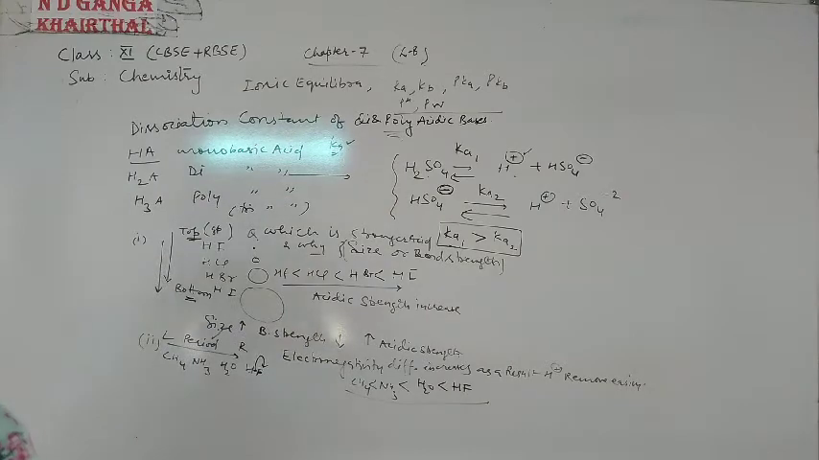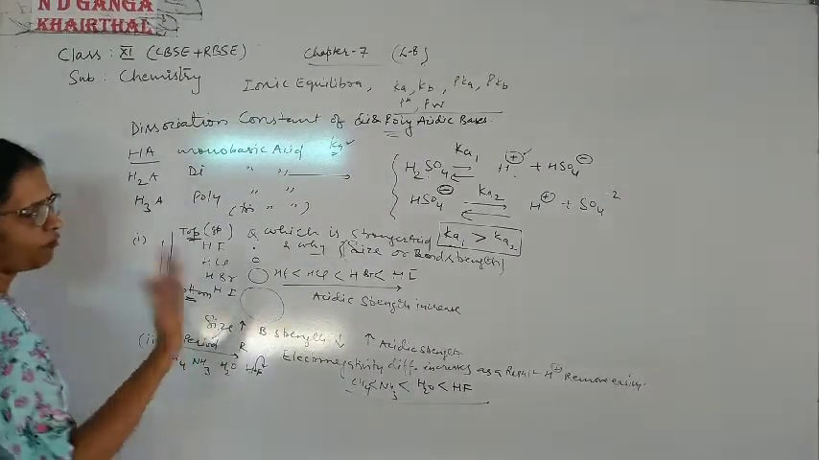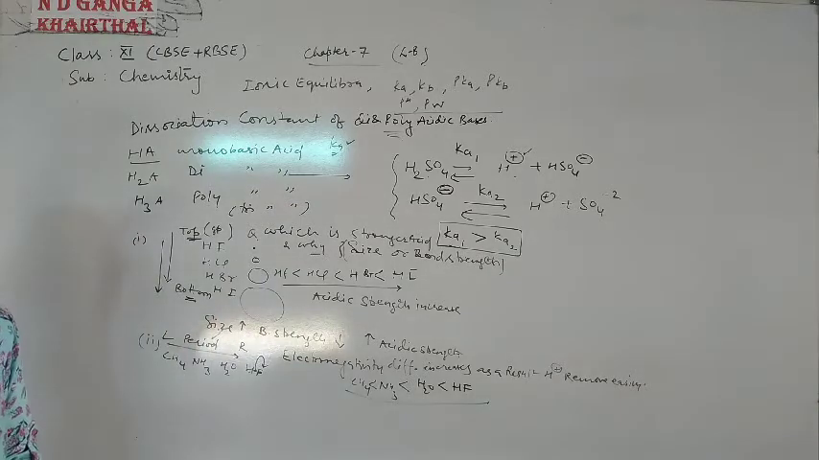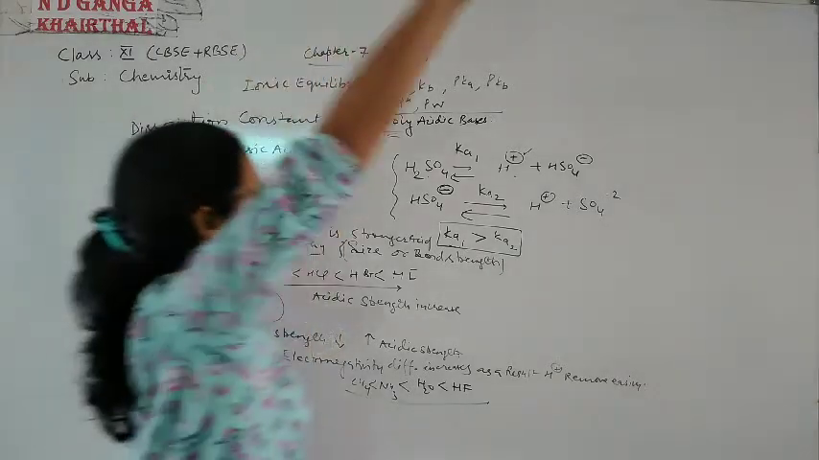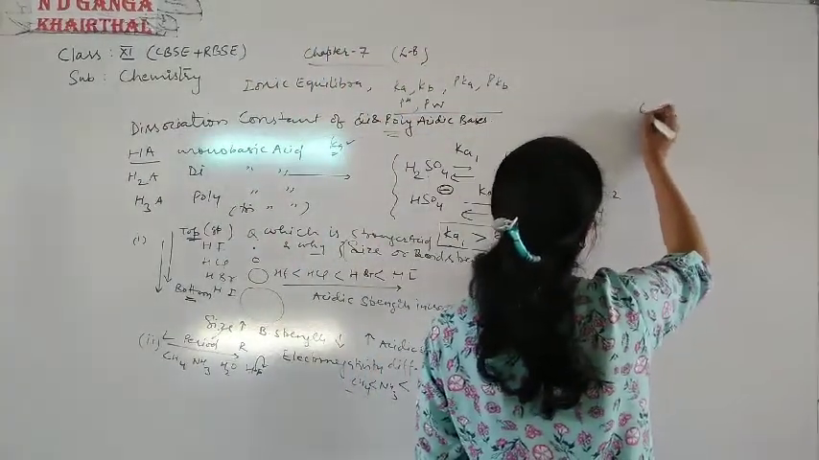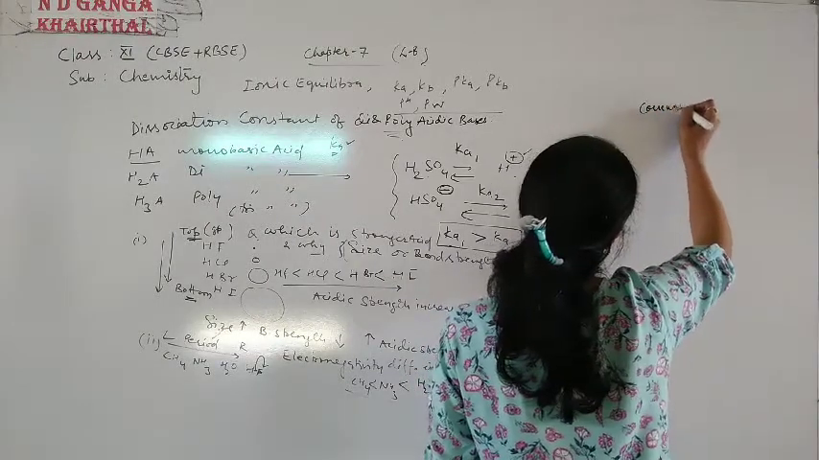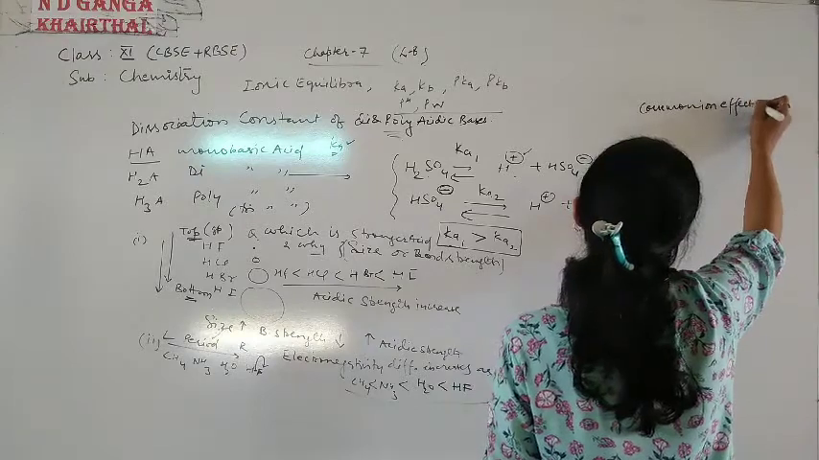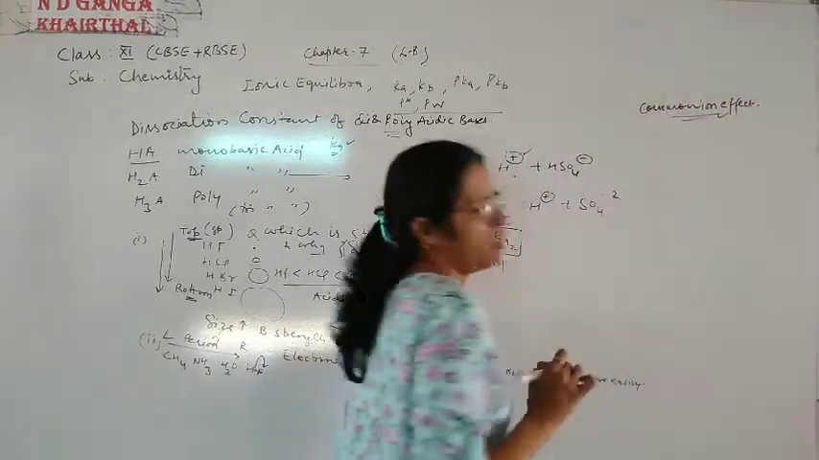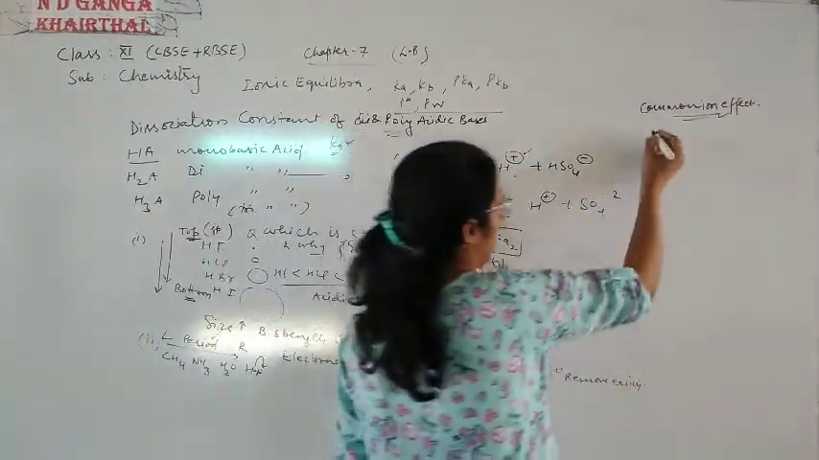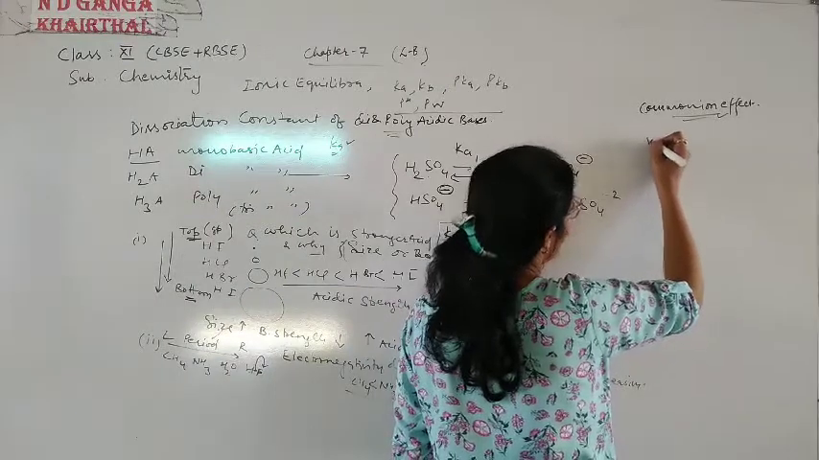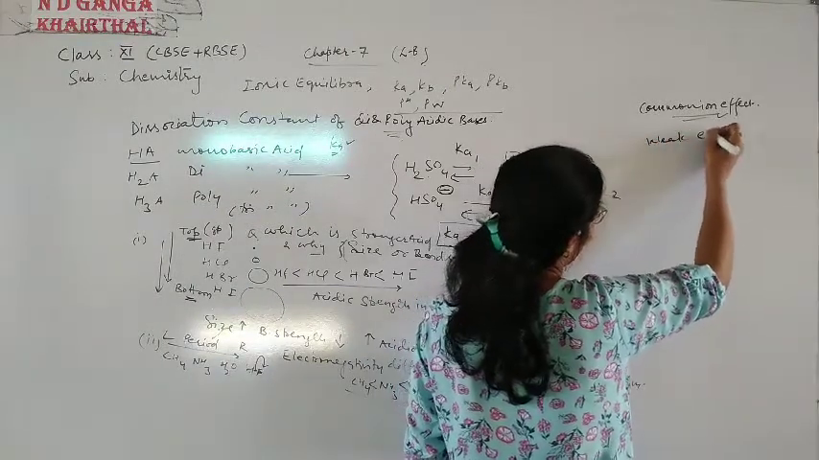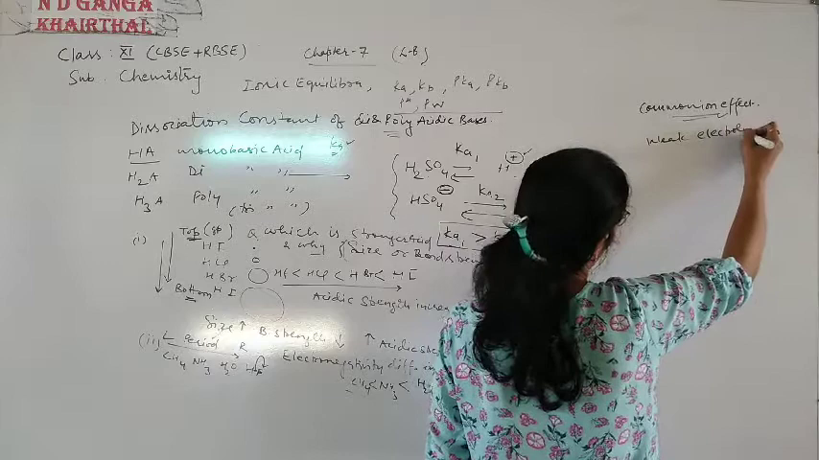Clear? So these are the factors which decide what will happen when we move from top to bottom or left to right. Now come to the next topic, that is common ion effect. What is common ion effect? Common ion effect is applicable only for weak electrolytes. First of all, you have to think this.